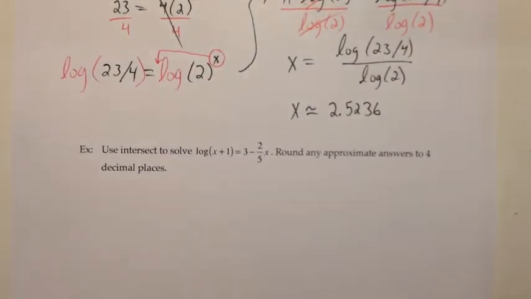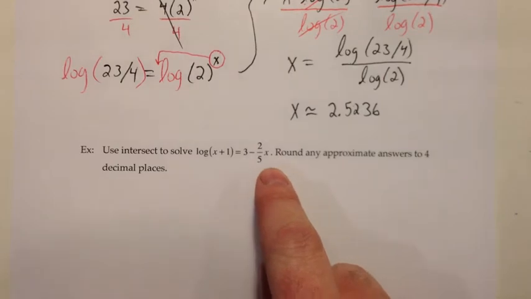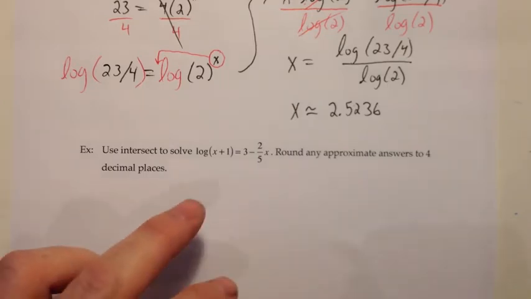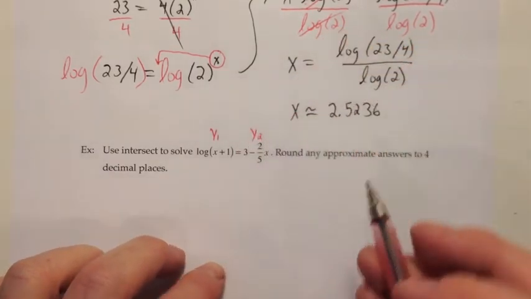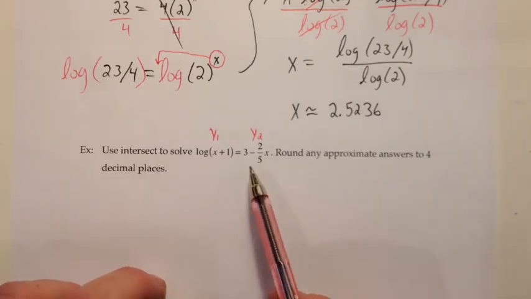Alright, let's go ahead and look at one last example. Let's use the intersect feature of the calculator to solve log of x plus 1 equals 3 minus 2/5 times x, and round any approximate answers to 4 decimal places. So it turns out that this equation with a log on one side and a linear-looking piece on the other side is one that I don't know how to solve by hand using algebra steps. And whenever we get something like that, we can take the left side and make that y1 and the right side and make that y2, and using the intersect feature would tell us where the two pieces are equal to each other.